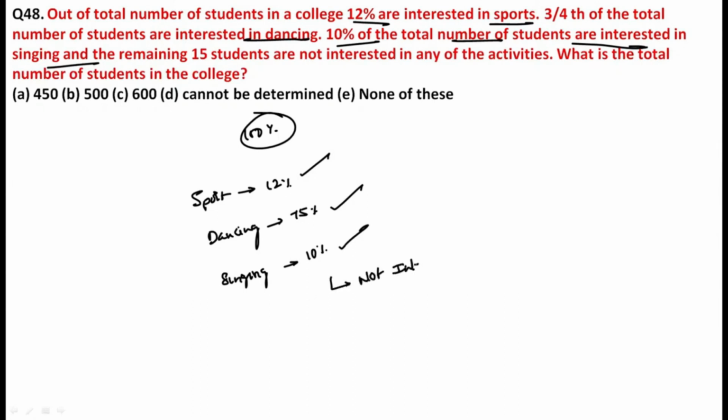So what is the not interested value here? Definitely the sum of all these numbers is 12, 75, 85, 97. Now 3% are not interested in anything. Now that value is exactly equal to 15 students. So 3% value is equal to 15 students. Then what is the number of students in the college? The total students is 100%, so 3 becomes 5 times, 5 into 100 is equal to 500.